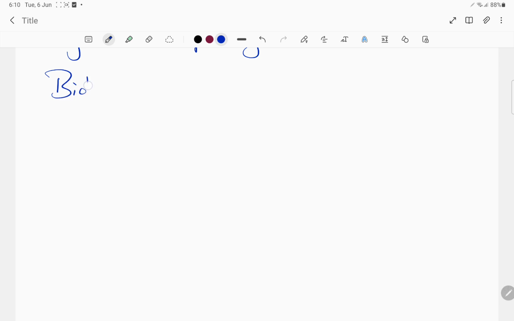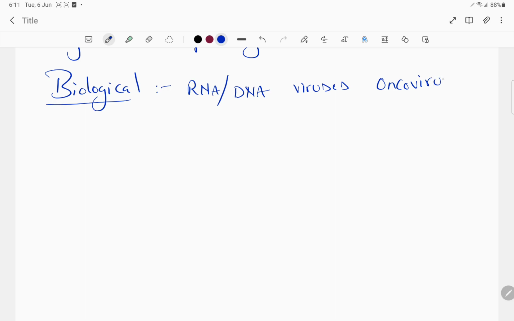Next, biological carcinogens. They may be intrinsic or extrinsic. Extrinsic ones are certain RNA and DNA viruses, which we call oncoviruses, that cause cancer. There are certain viruses, for example HPV, human papilloma virus, and RNA retroviruses.